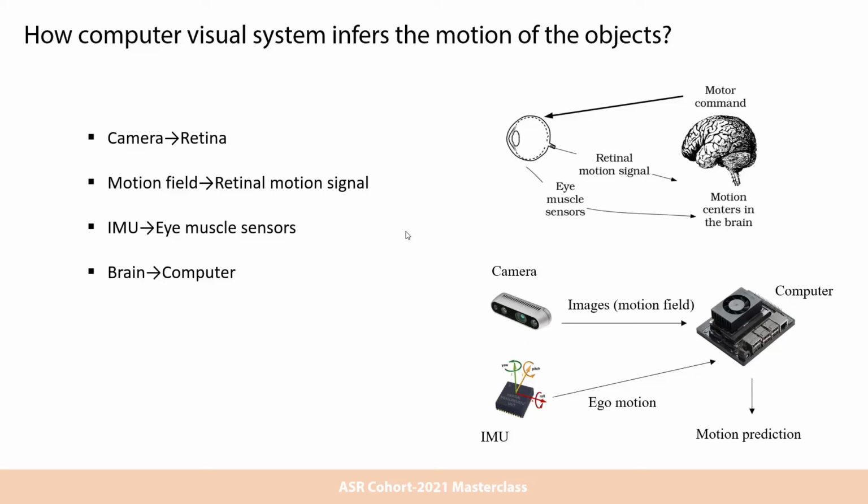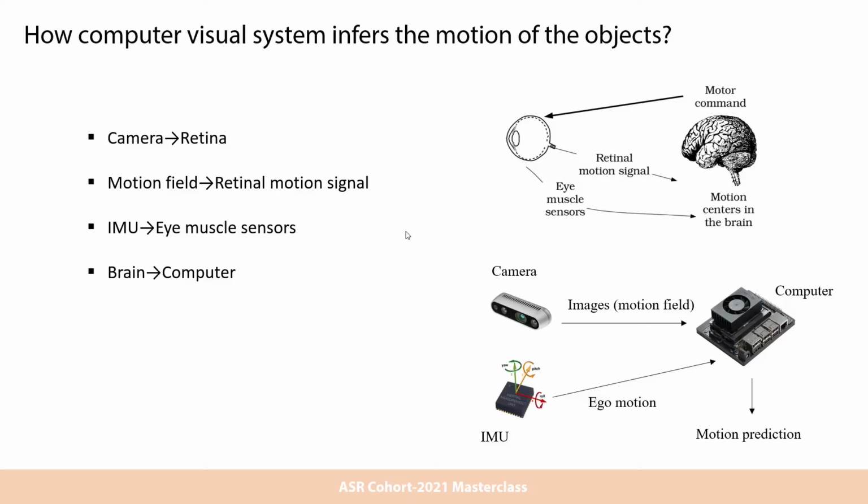Now you know how our human visual system infers the motion of the scene. But for us, what we care more about is how our computers can estimate the motion of objects. Is it in the same way as our human visual system? My answer is yes. In this slide, I compare the process of inferring motion in our visual system and in the computer. The camera we use can be seen as a retina, which can capture the images.